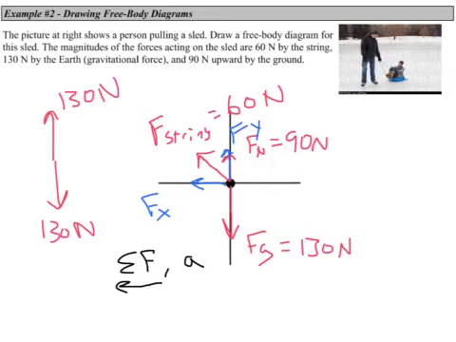So take a moment in your reading packet. There's study question number 2. Take a second to pause the video and answer that question.